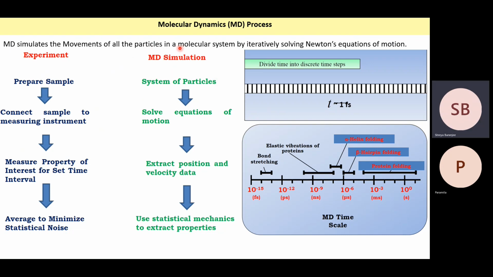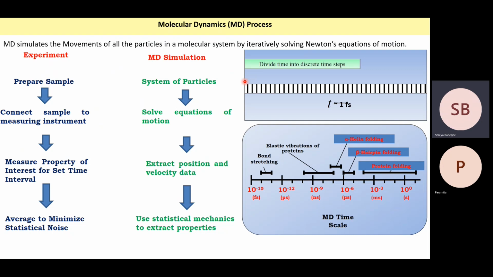In molecular dynamics simulation, you have a system of particles, and you have to solve Newton's equations of motion, which I'll discuss in the subsequent slides. From that, the position and velocity of each particle is extracted, and then statistical mechanics is used to extract different properties, like root mean square deviation during folding of a protein, or the protein dynamics. So all this will be discussed later.